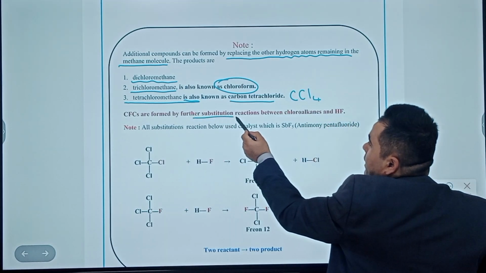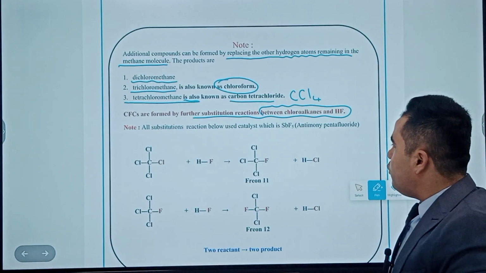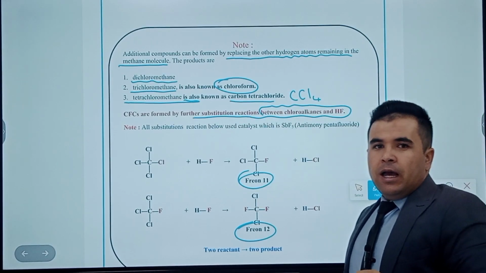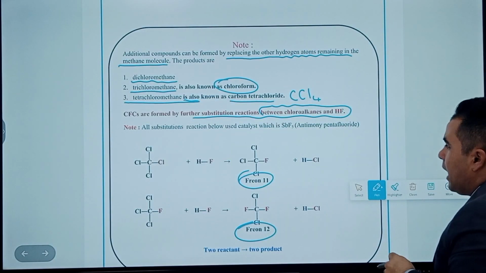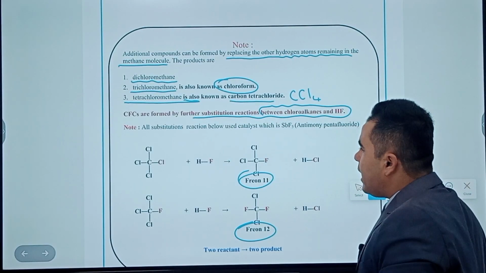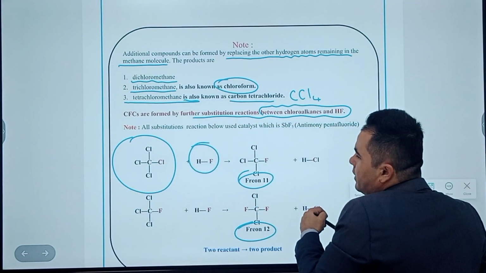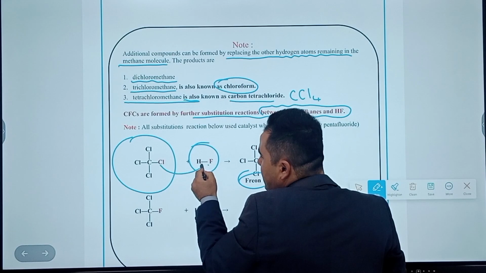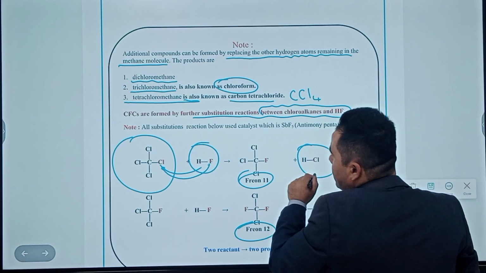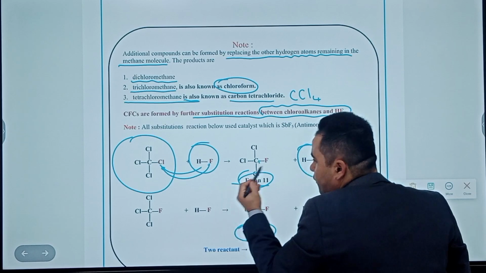CFCs are formed by the substitution reaction of the chloroalkane with HF. We talked about Freon 11 and Freon 12, which are alkyl halides, guys. Here in this case, when we have CCl4 reacting with HF, one of the Cl is replaced by F to produce HCl, and the F is inserted into the molecule, and it becomes Freon 11.